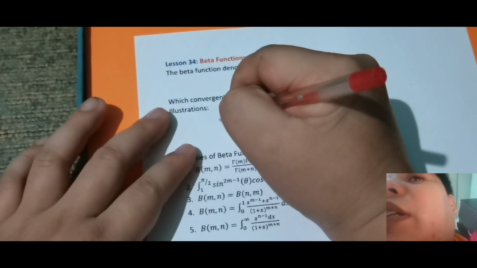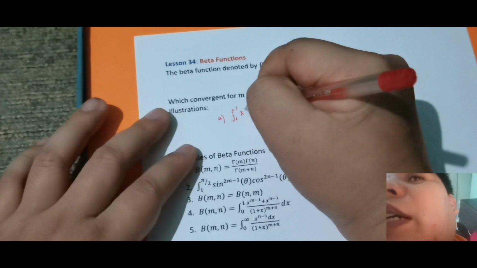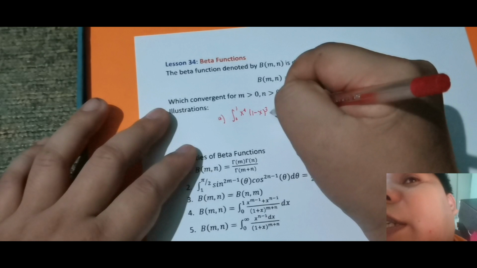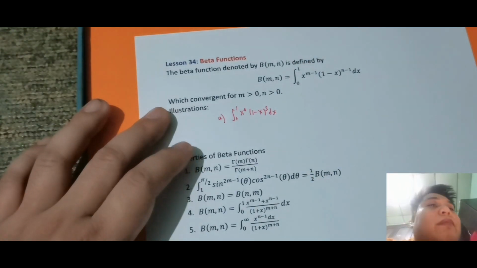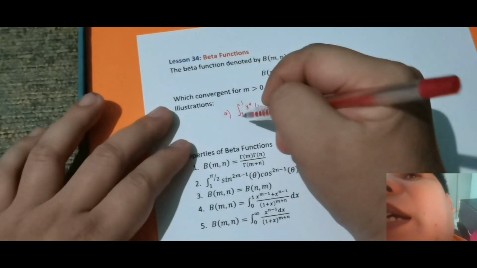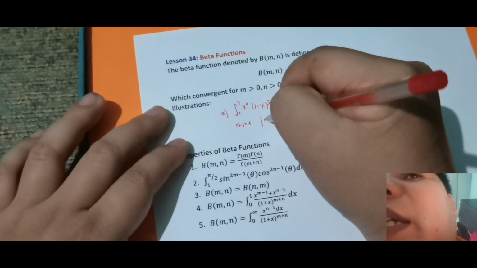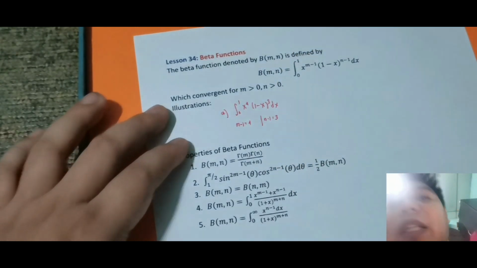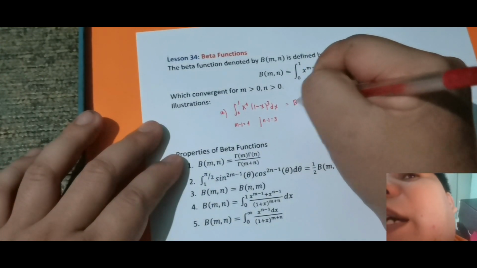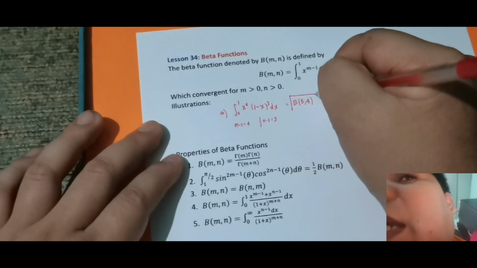So, illustration number 1 or letter A. We have the integral from 0 to 1 of x raised to 4 times 1 minus x raised to 3 dx. So, obviously, alam natin na ito yung m and n. In this part, m minus 1 is equal to 4, and n minus 1 is equal to 3. So, what is m? m is 5 and n is 4. Therefore, this is just equivalent to beta of 5, 4.